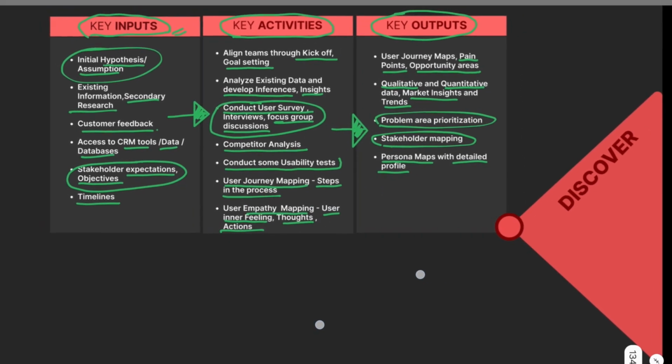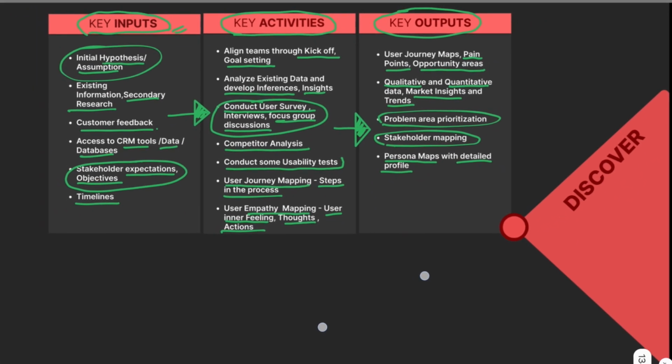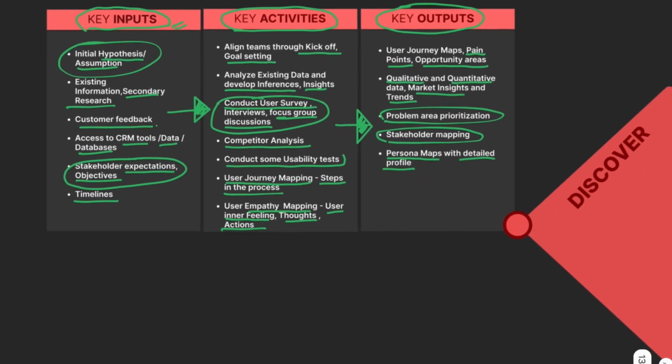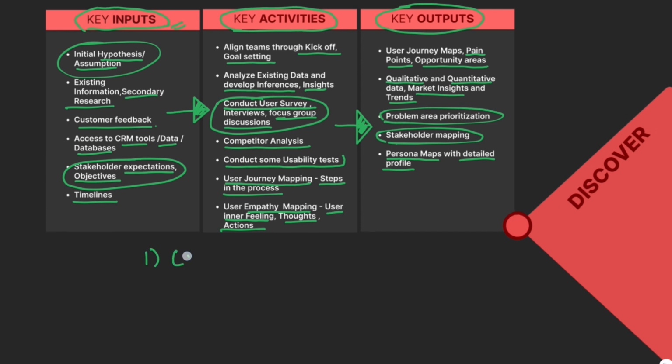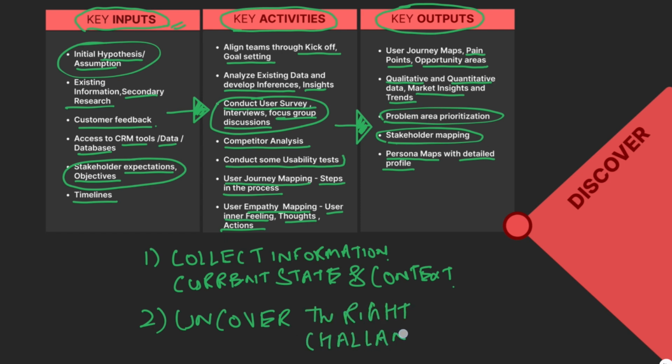As an outcome, you will also be able to create the persona map with detailed profiles, which will reflect the real behaviors and needs of your target audience. So broadly, all these outcomes will help you meet the two objectives of the discover process, which were, first, to collect critical information to understand the current state and context of the problem. The second part was to uncover the right challenges and opportunities that matter most to the stakeholders and users. Now, these outcomes set a solid foundation for the next phase, ensuring we are focused on the most impactful areas.